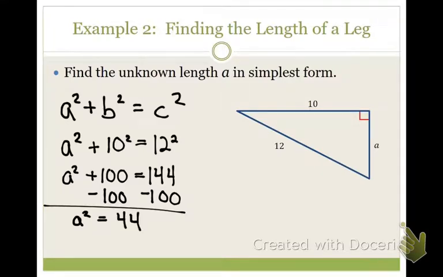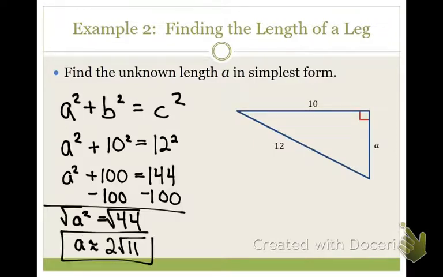All right? So again, this is not my final answer. What am I going to do? Take the square root of both sides. 2 times the square root of 11. When you put the square root of 44 in your calculator, go ahead and do that, okay? That's the answer that it gives you, 2 times the square root of 11.